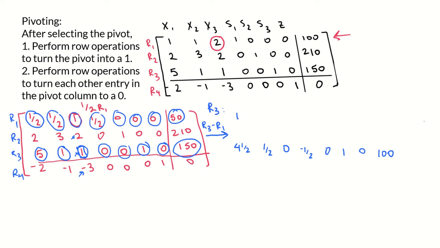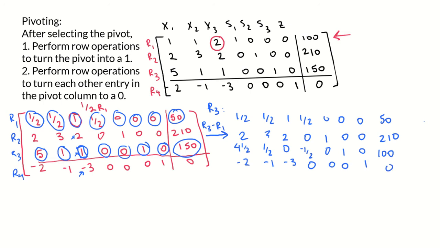And then we rewrite everything else. So 1/2, 1/2, 1, 1/2, 0, 0, 0, 50. 2, 3, 2, 0, 1, 0, 0, 210. And then row 4 is negative 2, negative 1, negative 3, 0, 0, 0, 1, 0.